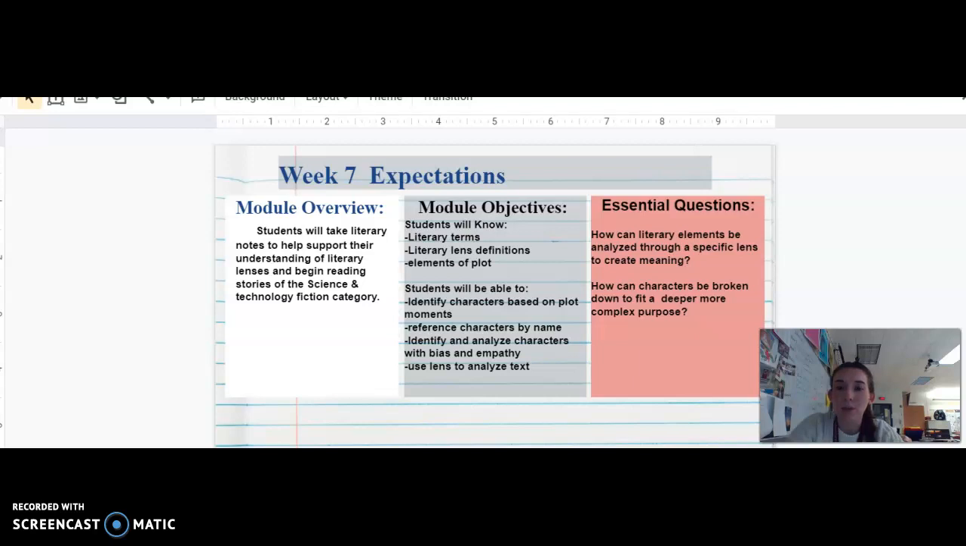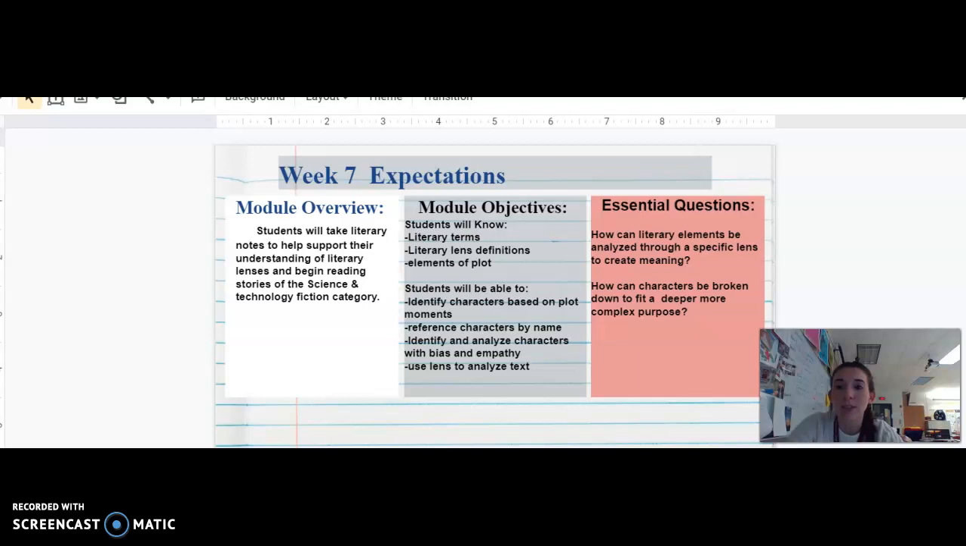As far as module objectives, students are going to know literary terms, literary lenses, the definitions for those lenses, and elements of plot. Elements of plot is not something that we specifically covered notes on, but at this point in your education, you should understand how the elements of plot work. Students will be able to identify characters based on plot moments, reference characters by name, identify and analyze characters with bias and empathy, and use lenses to analyze the text.